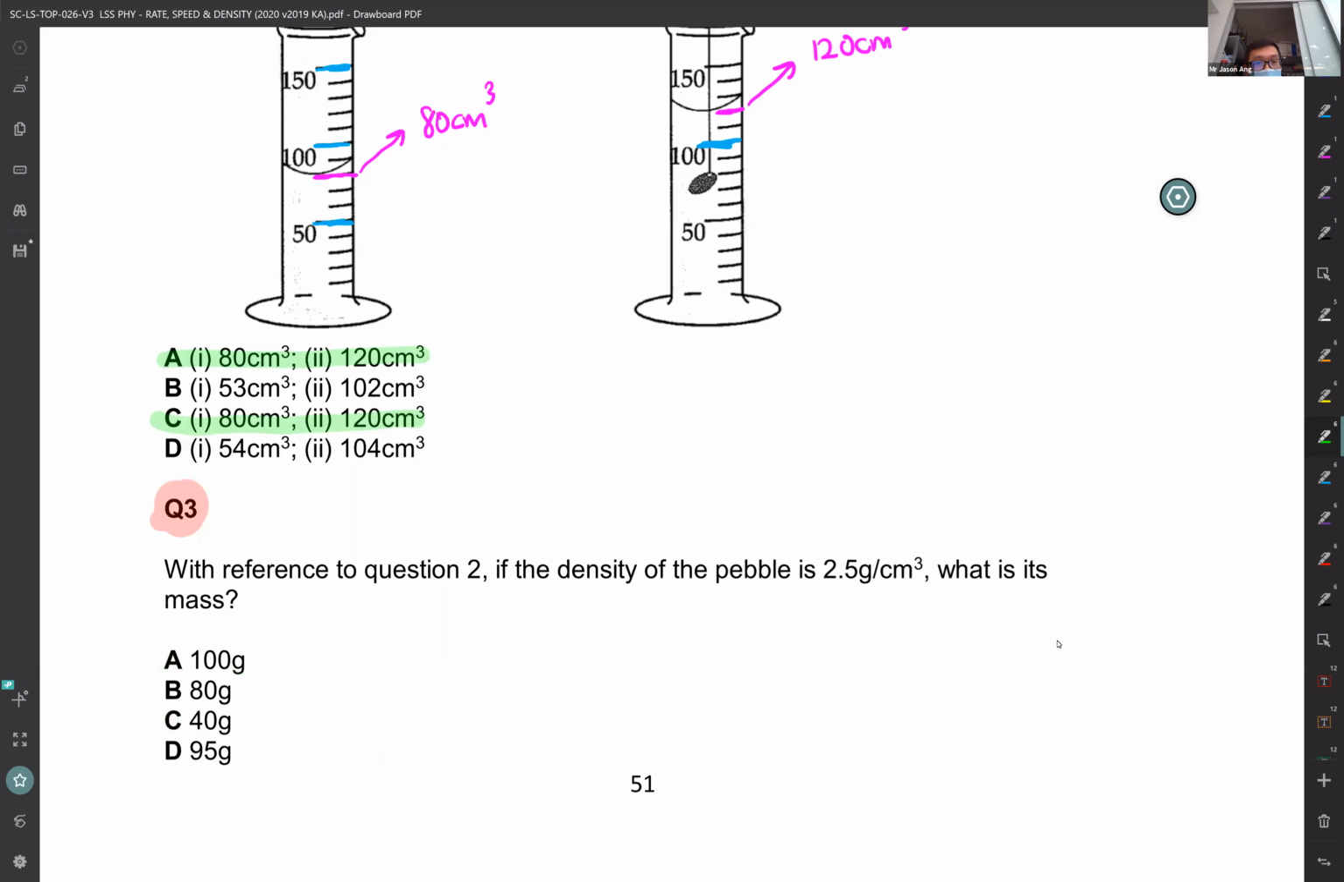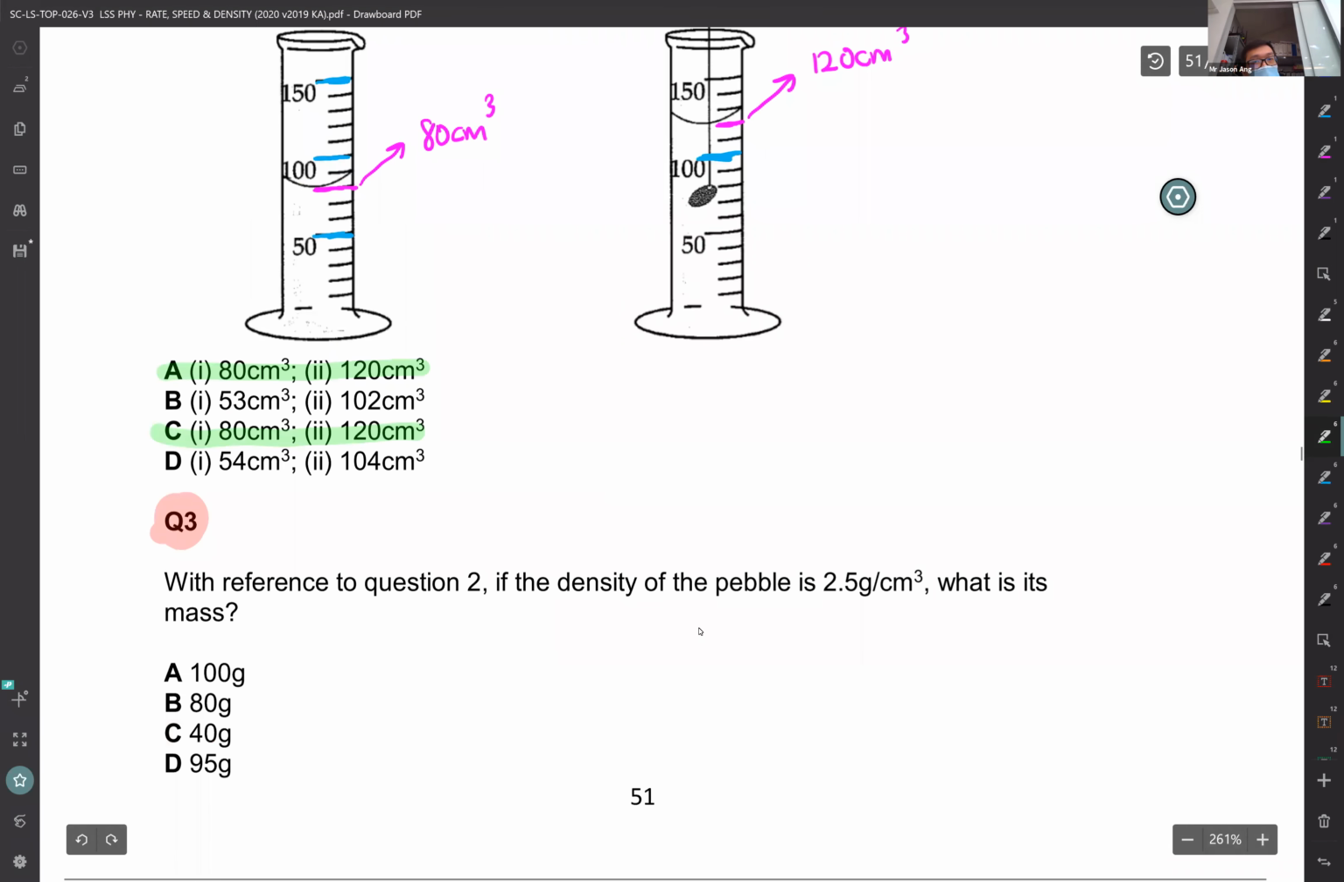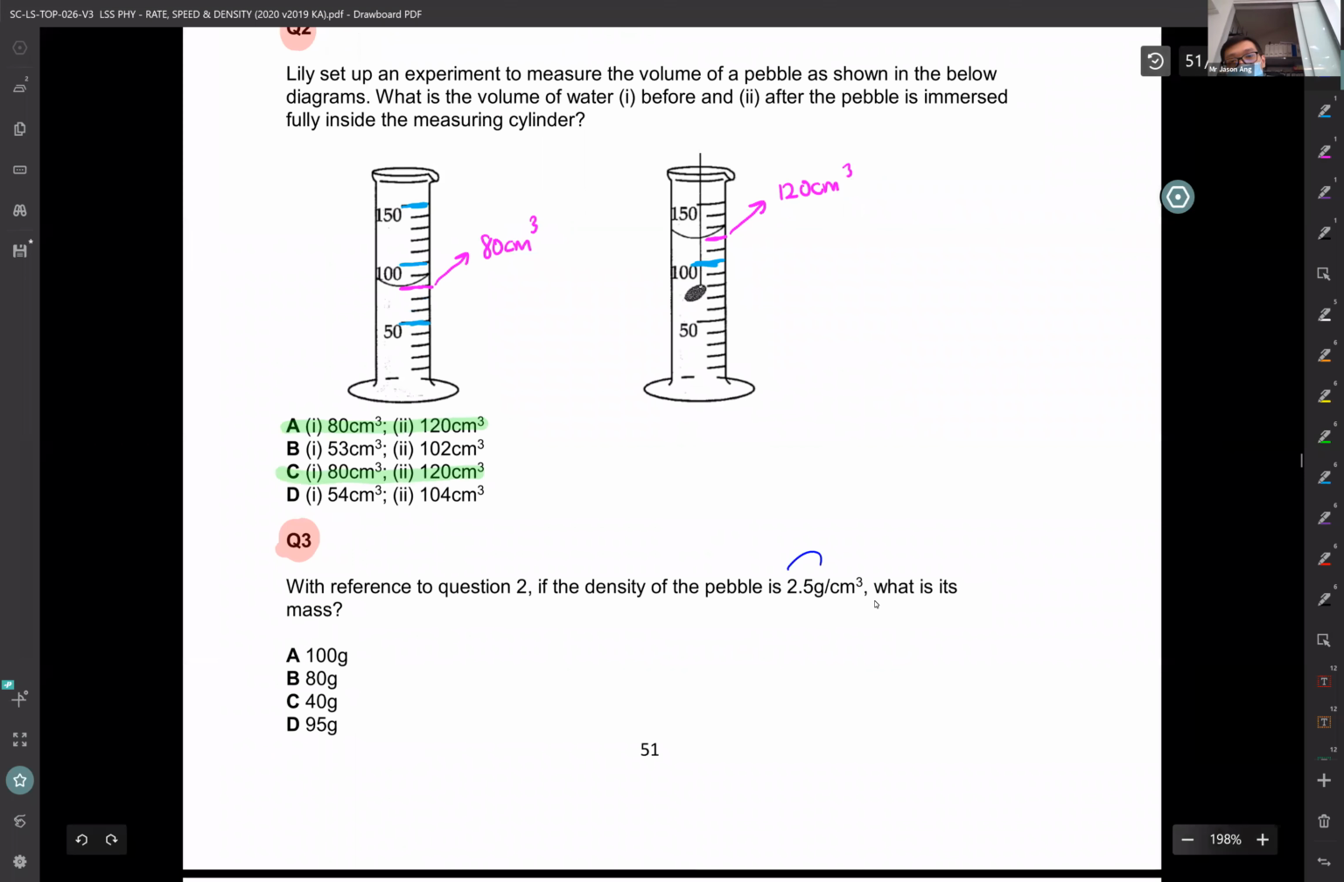Let's move on. With reference to question 2, which is this question again. The density is 2.5 grams per cm cube. Okay, this is where we start to understand what density means. I've been teaching you last week. Learn how to break this sentence up like this and tell yourself the meaning of this density is saying that every 1 cm cube is 2.5 grams. Okay, that's what this is saying.